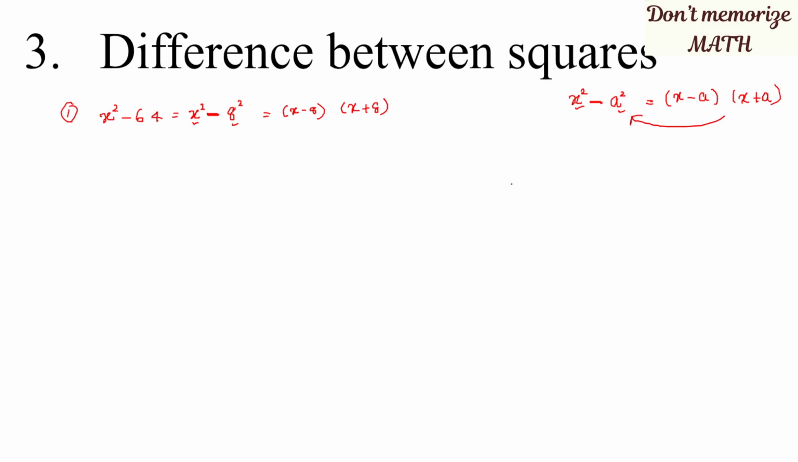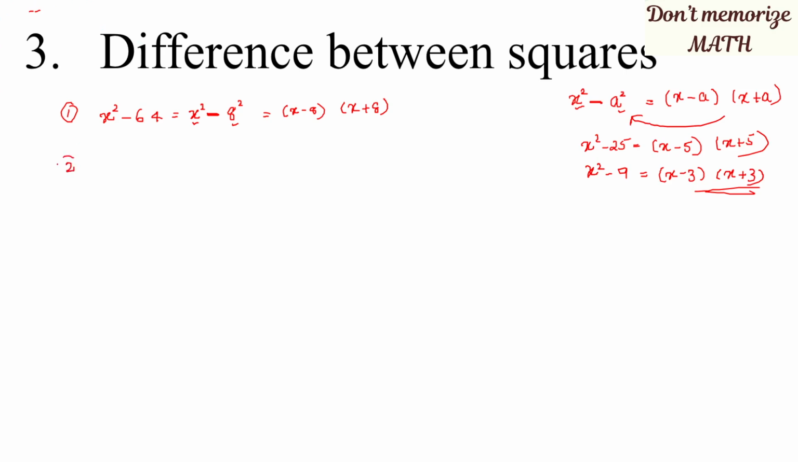Otherwise, directly write. In the same way, if you have x square minus 25, 25 is 5 square. Directly factorize: x minus 5 times x plus 5. Like x square minus 9, so 9 is 3 square, so x minus 3 times x plus 3. So this is the easiest factorization. We will discuss the second type from difference between squares.